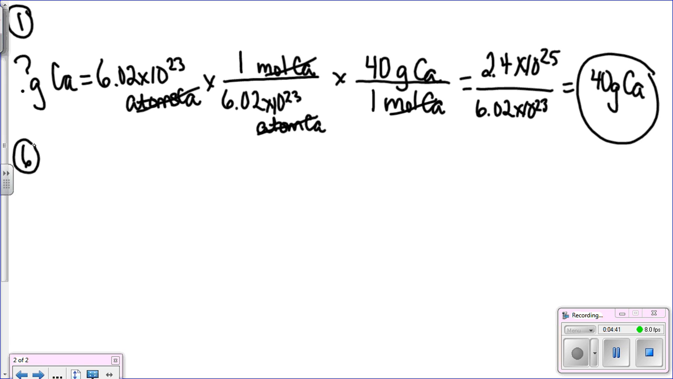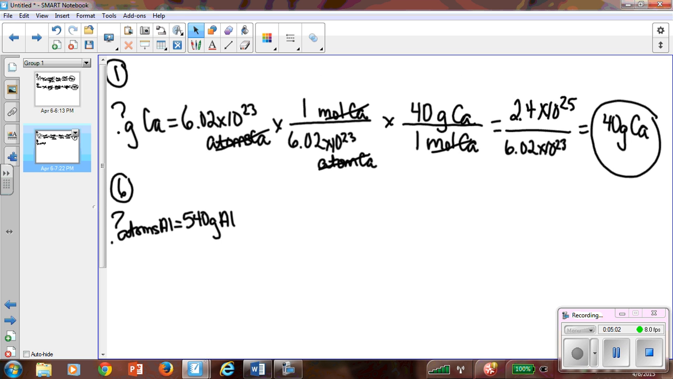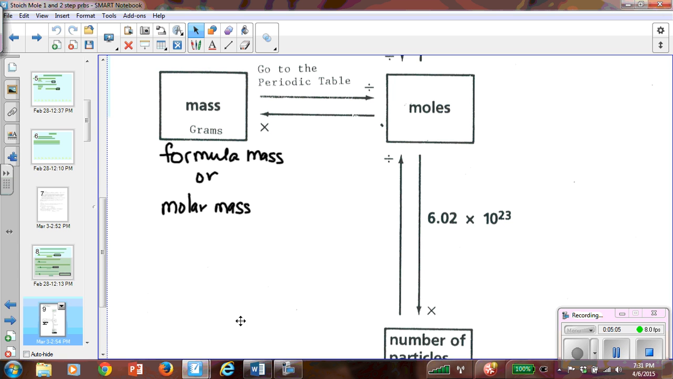In number 6, we are trying to find our number of atoms. This time we're working with aluminum, and we are given 540 grams of aluminum. So this time we're going to be working in the opposite direction. We're going to start here in mass and go to moles. That's your first step. Then moles to your number of atoms or number of particles, and that's your second step. Since you're starting in your mass box, that will go on the bottom of your equality, and the box you're going to, which is moles, will go on the top of your equality.